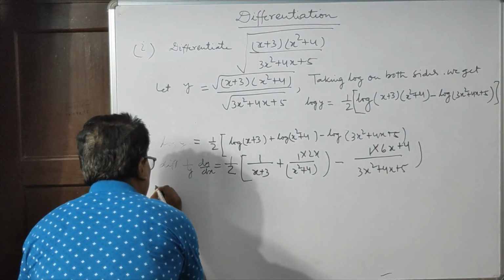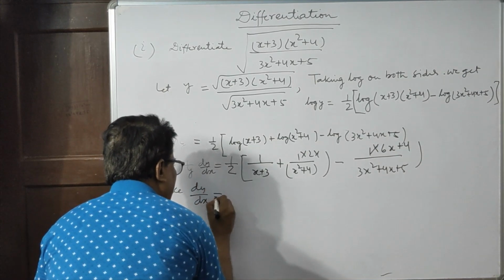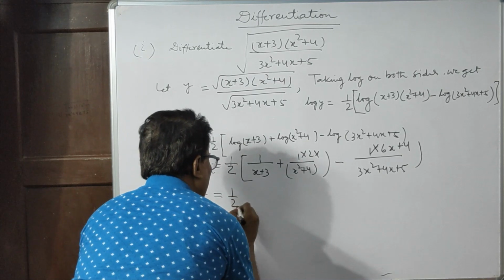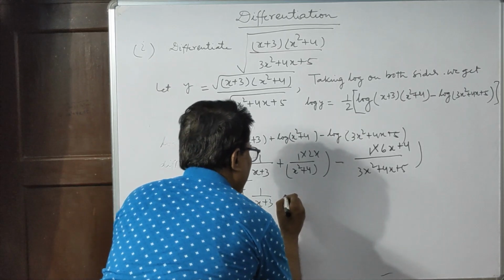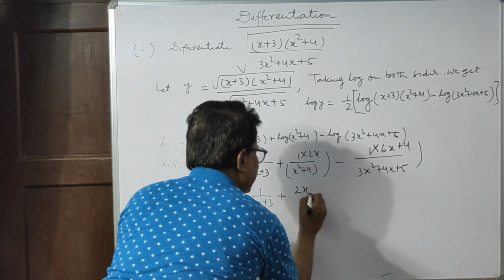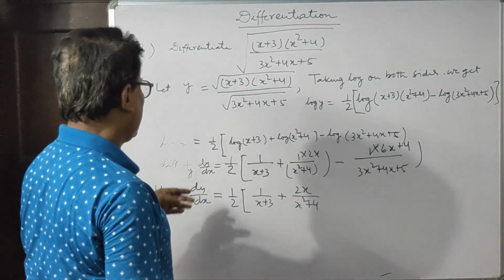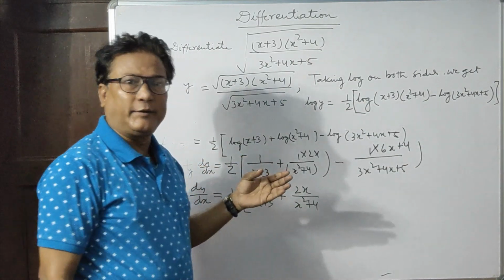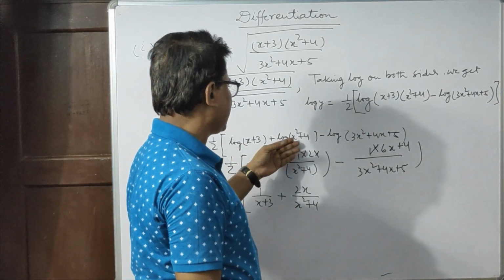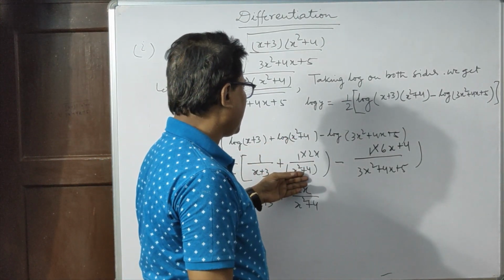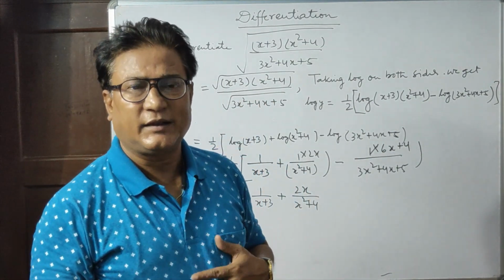So hence dy by dx will be 1 by 2 into 1 by x plus 3 plus 2x by x square plus 4. How will we get this? We know that the derivative of the log function is given by 1 by x plus 3, 1 by x square plus 4. Derivative of log x is 1 by x.